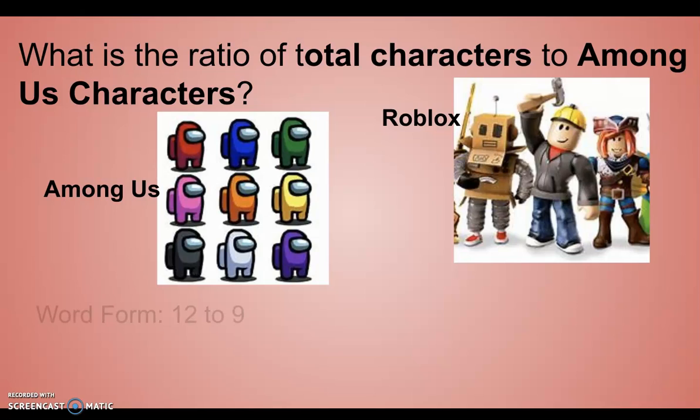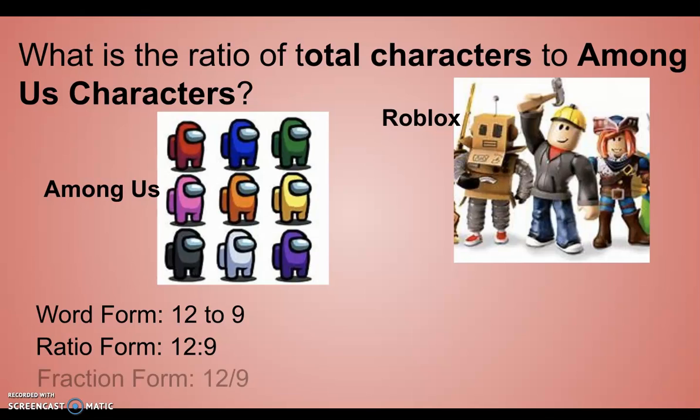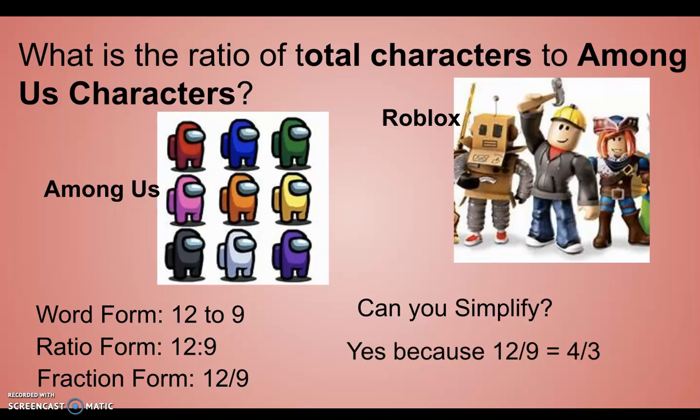Okay, so in word form, you're going to have 12. You have 12 characters, all the ones in Among Us and Roblox. But then it says, what is the Among Us characters? So that's going to be 9. So you would just write 12 to 9. The ratio form, you just put the colon there and it's 12:9. And in fraction form, you got it, 12 over 9. Now, can you simplify? And if so, what is the answer? So the answer would be yes, because 12 over 9 equals 4 over 3.